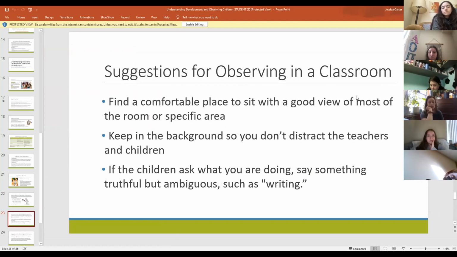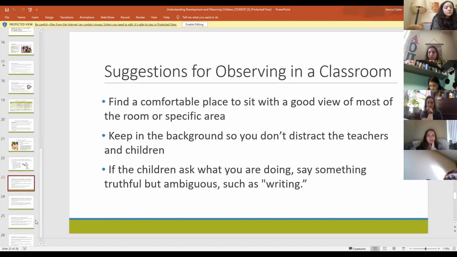And then if the children ask you something like, what are you doing? You can just say something like, I'm writing a story about the play that I see you doing, or something like that. But you don't want to overshare, again, because you're trying not to be a distraction and not to draw attention to yourself. I just came to watch you play. That's what I often use.